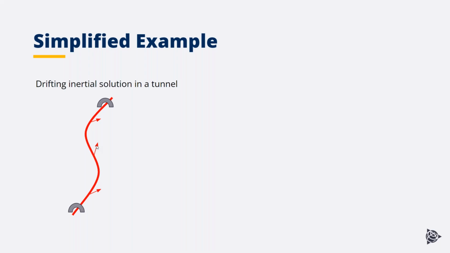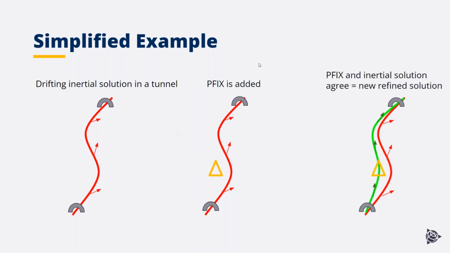We don't have any other observations to support that. So it's not very good. Then what we do, we add a Pfix, position fix, this yellow triangle here. And if this Pfix we add and the inertial solution agree, we get a new refined solution, which is in the green here. So the trajectory will go through this Pfix location.